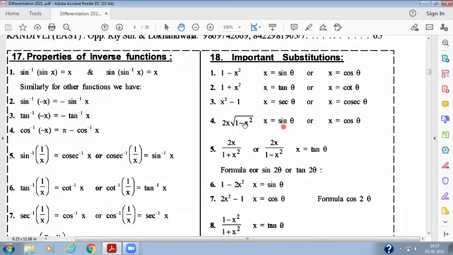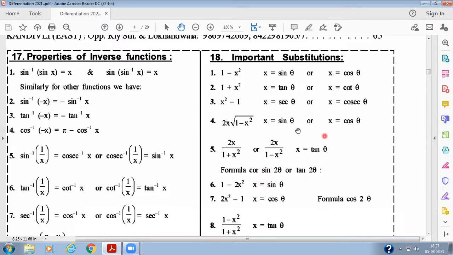Okay. Then the fourth one, if we have the expression 2x into root 1 minus x square, then we put either x is equal to sine theta or x is equal to cos theta. If the expression is 2x upon 1 plus x square or the expression is 2x upon 1 minus x square, then we put x is equal to tan theta because it is the formula for sine 2 theta, and the other one is the formula for tan 2 theta.